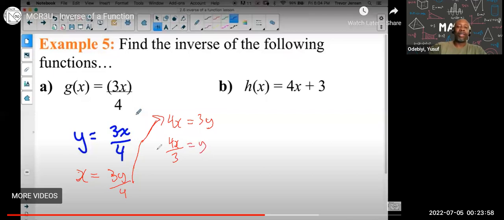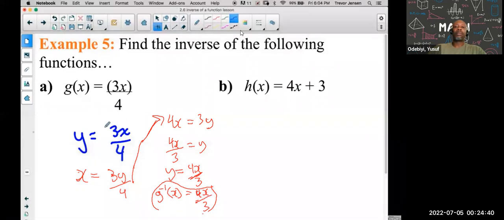I can just swap positions. So y is equal to 4x over 3. Now what I do is replace this y with the inverse notation. So it's going to be g inverse x is equal to 4x over 3. So that's the inverse of that function. That's what he's going to do, so let's just watch the example.